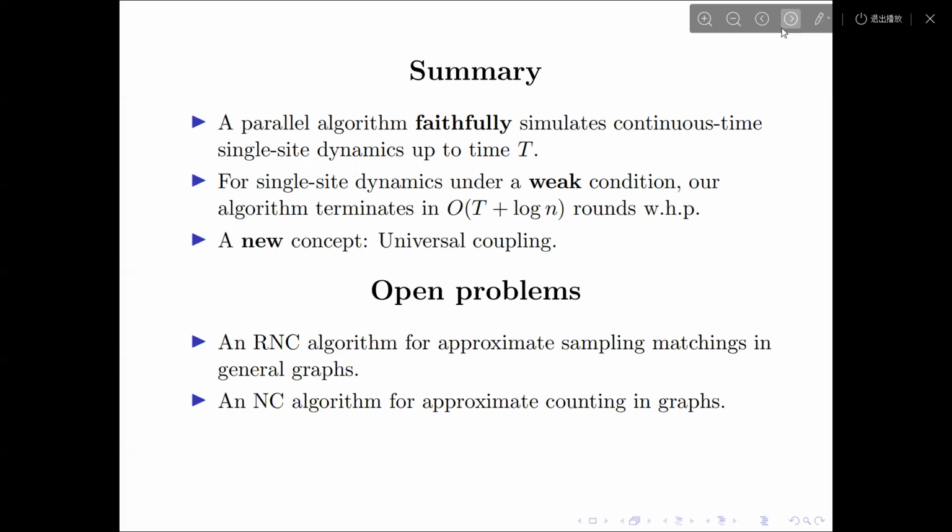There are two major open problems. The first is: is there an RNC algorithm for approximate sampling matchings in general graphs? The second is: is there an NC algorithm for approximate counting in graphs? Thank you for listening.